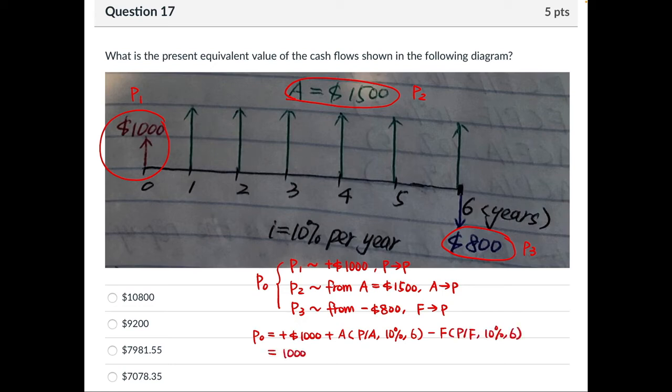So now you just need to calculate. A is 1500, and this factor, you need to just check it out. It's 4.3533, and minus 800 times that factor is 0.5645. So the answer of this question is gonna be 7078.35.